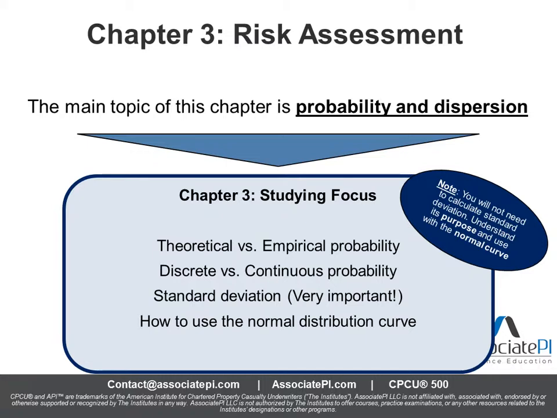Chapter 3 is risk assessment. So this is primarily based on probability and dispersion. This is things such as variance, standard deviation, coefficient of variation. These are some statistical measures.